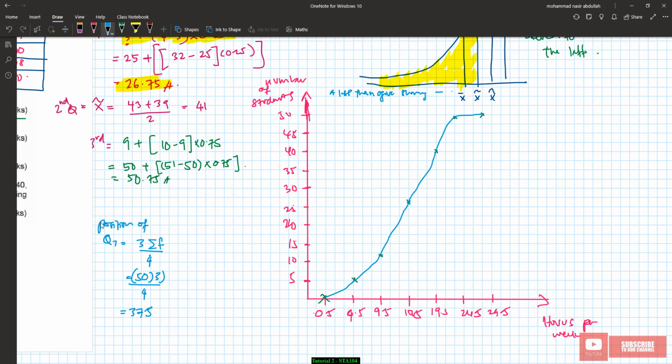So 37.5 should be somewhere here. So you draw across to here. If you are using your own graph paper, it will look more accurate. So you will get roughly here. Right. So this is 19.5 and this one should be 19. Right. So quartile number 3 should be approximately equal to 19. If you are using graph paper, you will see it is more accurate, because in graph paper you have 4 more small boxes inside. Alright.